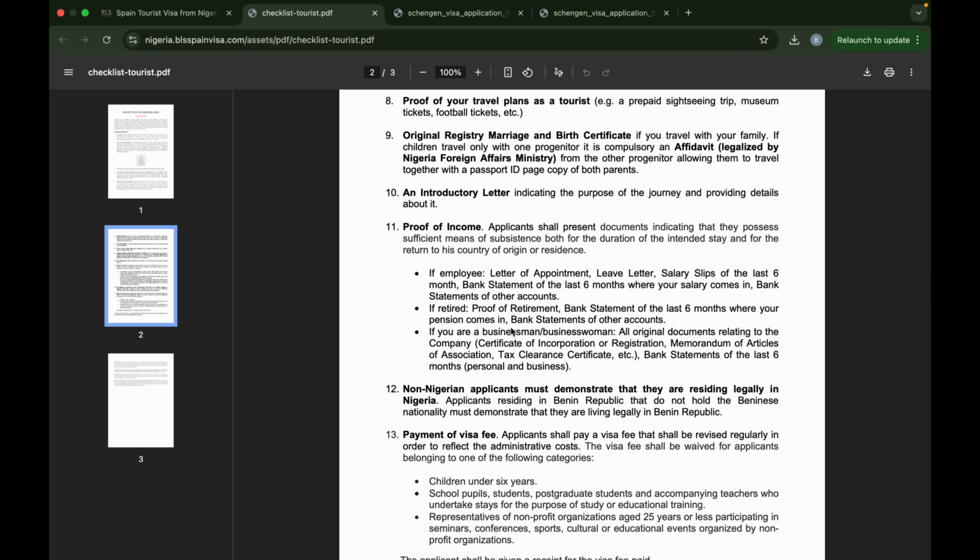Going forward, if you are retired, you can also provide proof of retirement and pension account. All of that is totally acceptable. Remember, bank statement should be 6 months and the bank statement should come stamped from the bank that is issuing it. So I also recommend that you get a bank reference letter from your bank directly to the embassy. You can get the embassy's address officially using Google. Depending, you can write to the Spanish Embassy in Abuja or in Lagos.